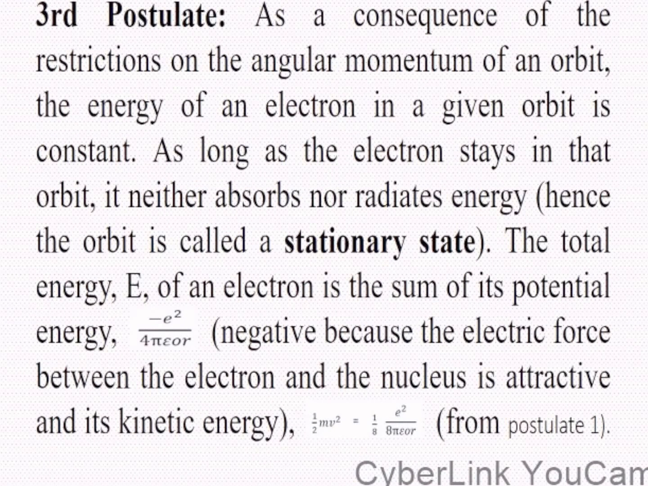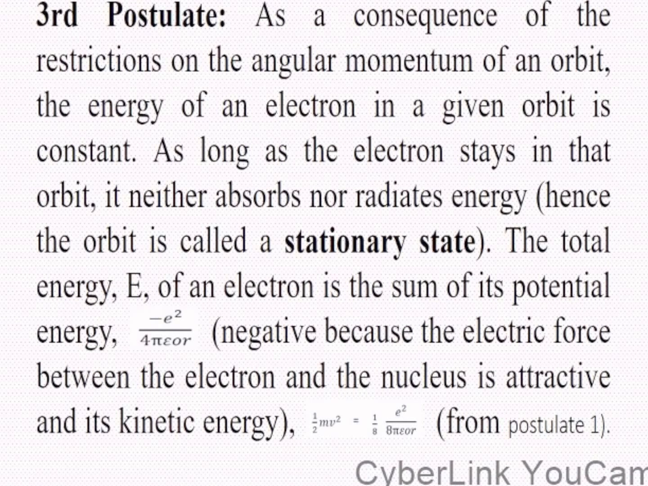The third postulate: as a consequence of the restrictions on the angular momentum of an orbit, the energy of an electron in a given orbit is constant as long as the electron stays in that orbit. It neither absorbs nor radiates energy, hence the orbit is called a stationary state. The total energy E of an electron is the sum of its potential energy. You can see the equation there.